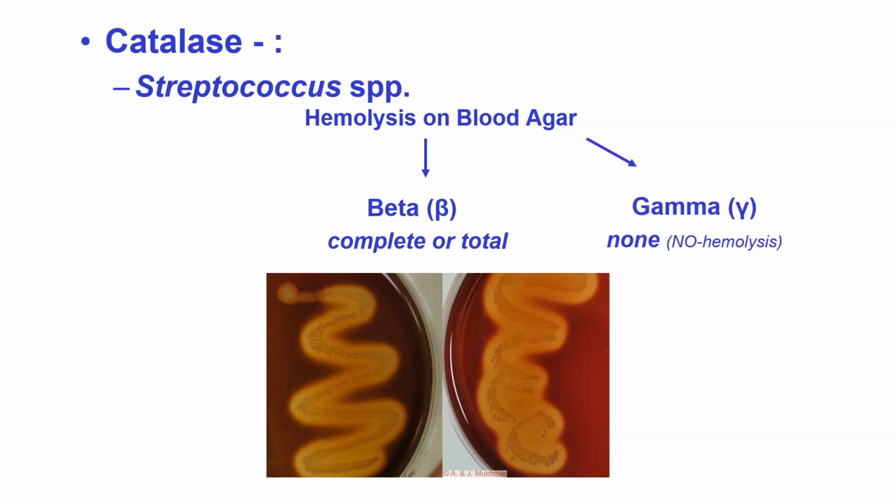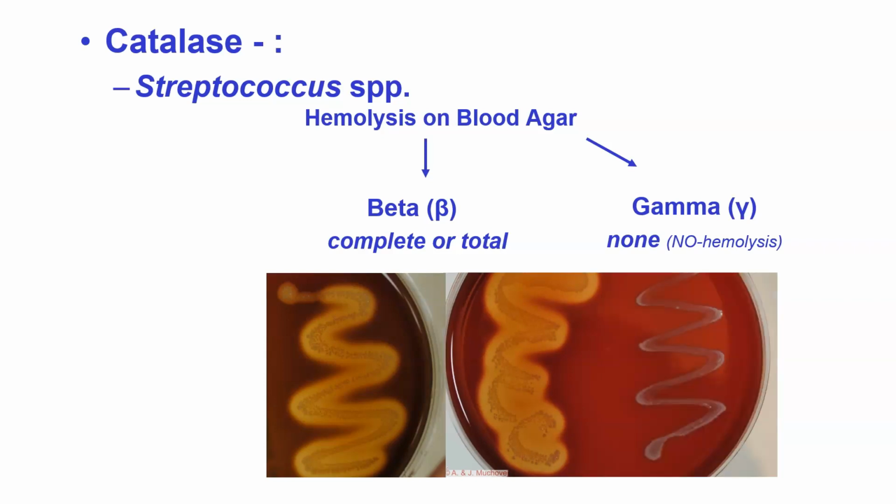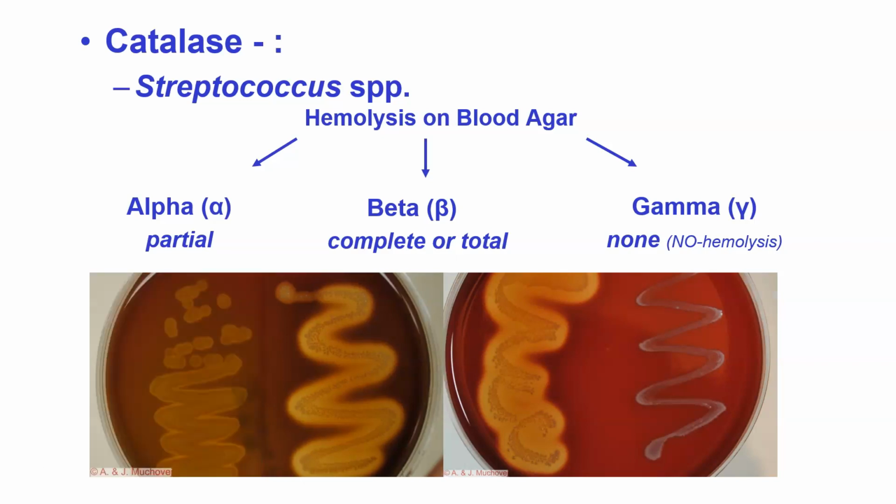We have what we call gamma, which is no hemolysis, which means that when you look at the growth, you do not see any change in the agar itself. And we have alpha, which is a partial hemolysis. With the alpha, the hemolysis that you get is minimal. It's right on the edge of the colony, and we start to get kind of a greenish color. It really doesn't destroy the erythrocytes. It just causes some of them to break apart, so to speak. So we've got the three different types of hemolysis. Very important to understand that.